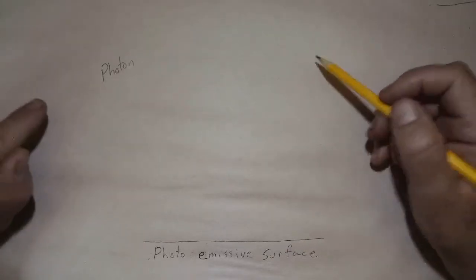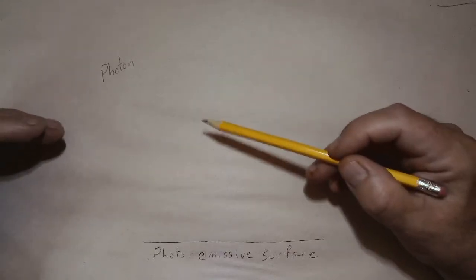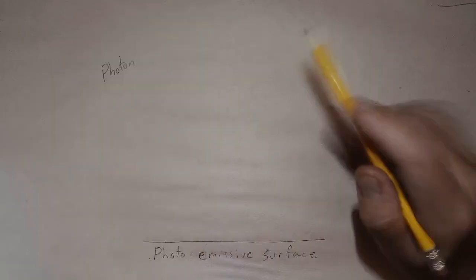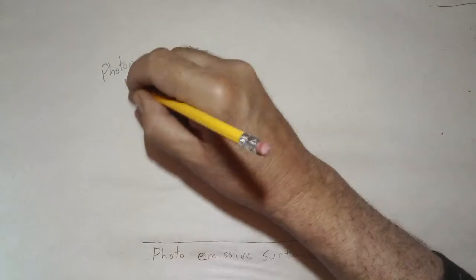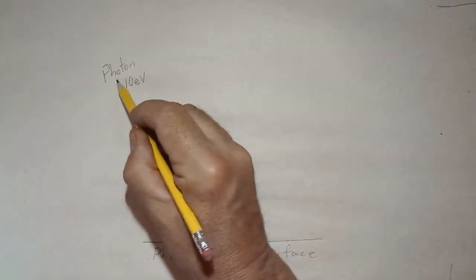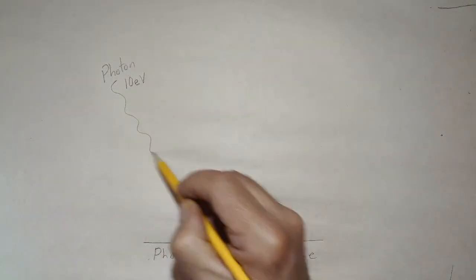The only challenging part mathematically, you'll see, is to convert electron volts to joules and then convert that to a frequency. We have a simple formula to work with that, so that's not a big deal, but that is the hardest part we have here. So let's say this photon has 10 electron volts of energy, and here it comes into the photoemissive surface.